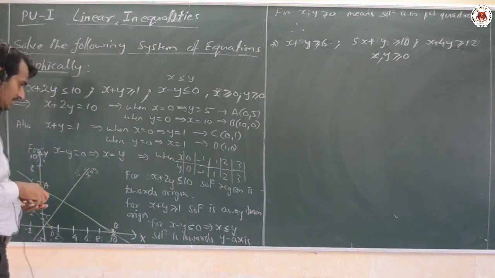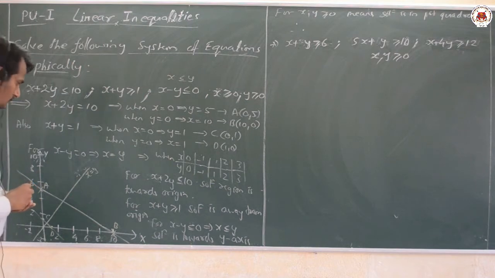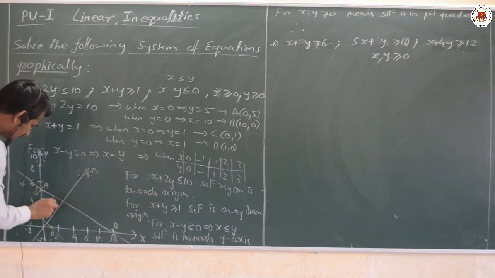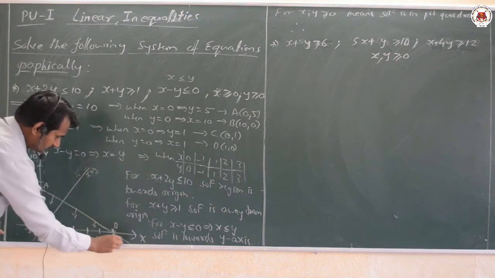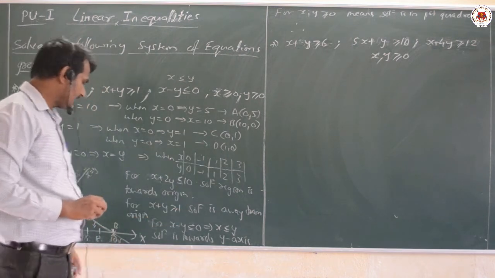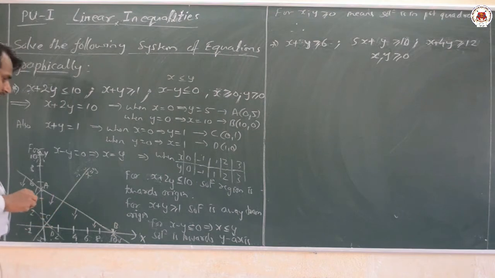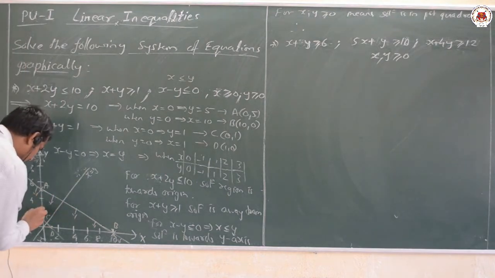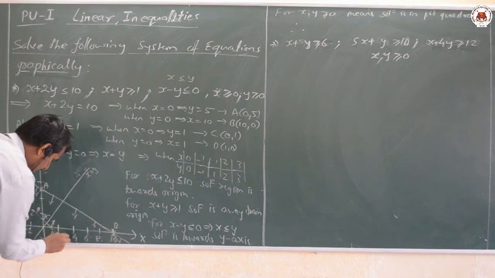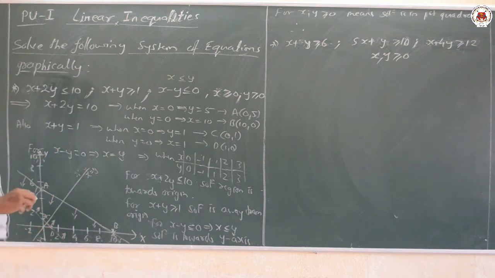Now, for the first line we shall observe, that is AB, it is towards the origin. Okay, dear students, it is towards the origin. Then for the second line, x plus y greater than or equal to 1, it is away from the origin.